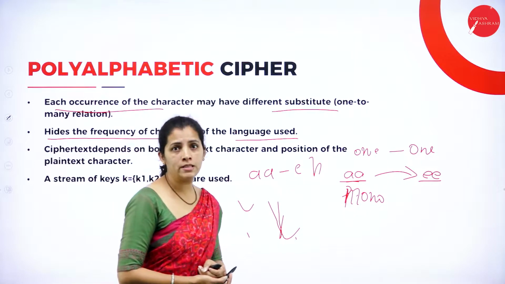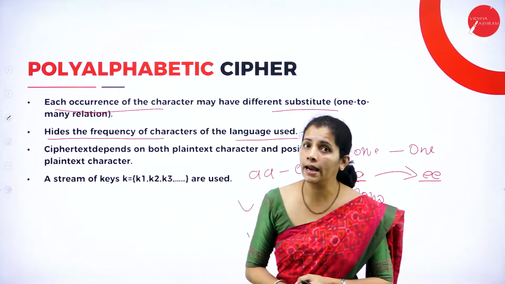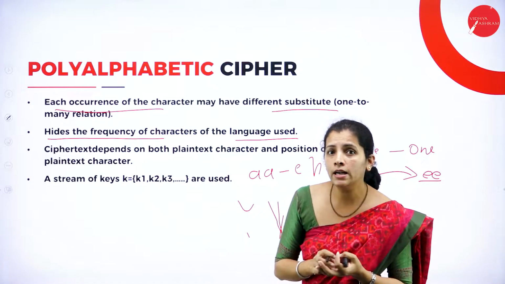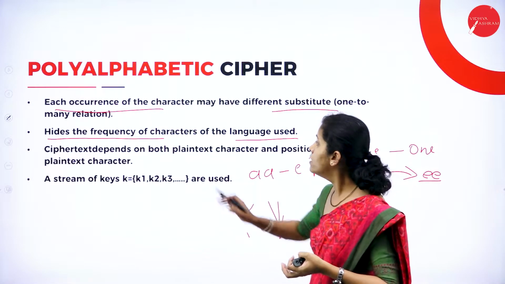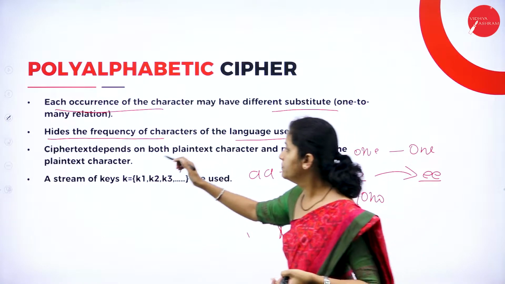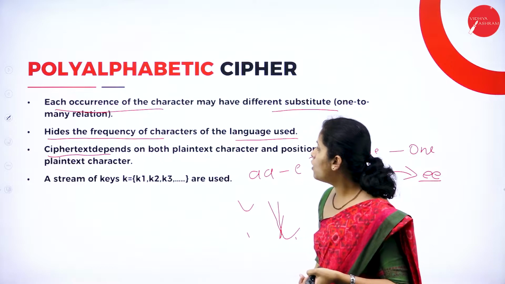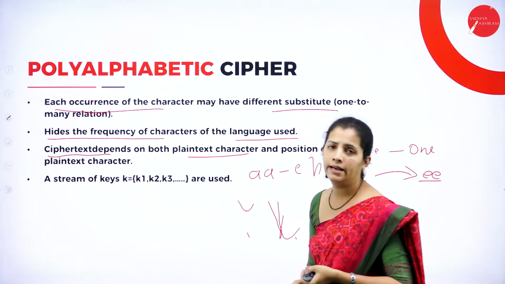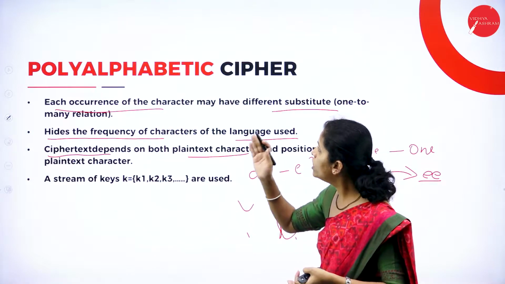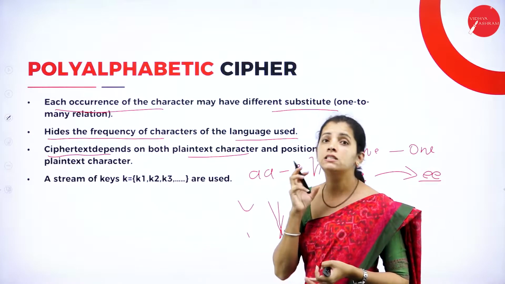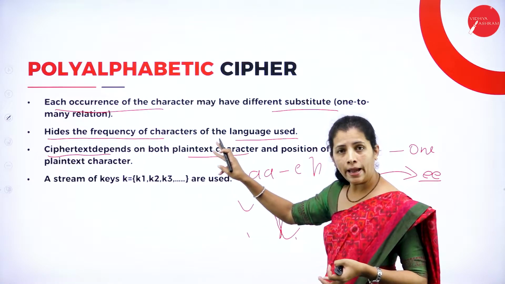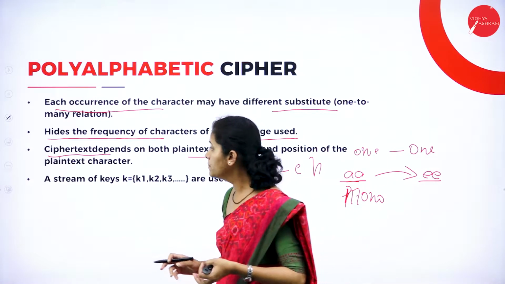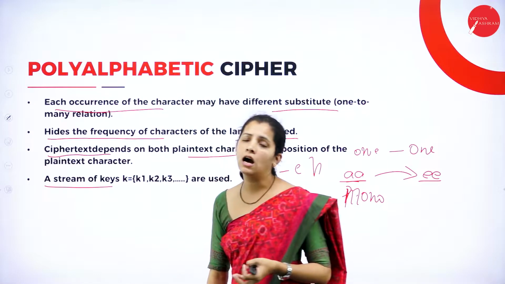So what is frequency or what is occurrence of a character? That means the most commonly and most frequently used letters are called the frequency of a character. Here the ciphertext depends on both the plaintext character as well as the position of the plaintext character. That means in polyalphabetic, the ciphertext always depends on the plaintext character and the position of the plaintext character, and a stream of keys is used.